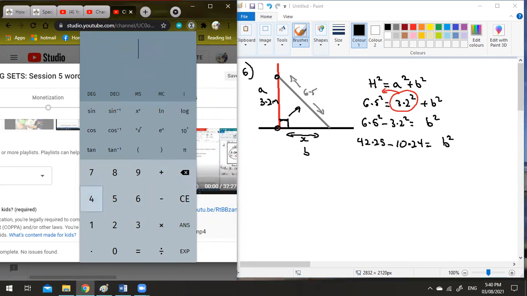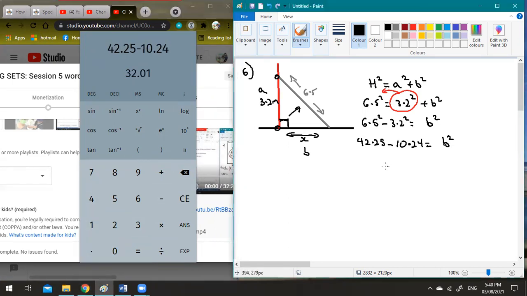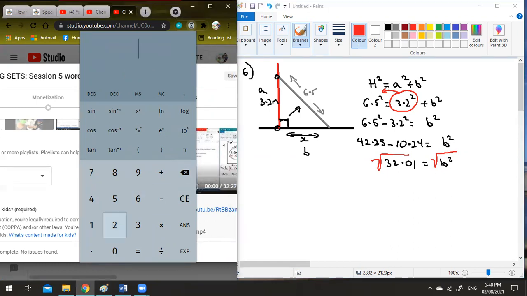So now we're going to subtract. So 42.25 minus 10.24 is equal to 32.01. Remember, we want to get rid of the B squared, so you're going to square root on both sides. So square root of 32.01. Now we have to round it off. So if we watch the example, we're only given one decimal place. We round it off to one decimal place.